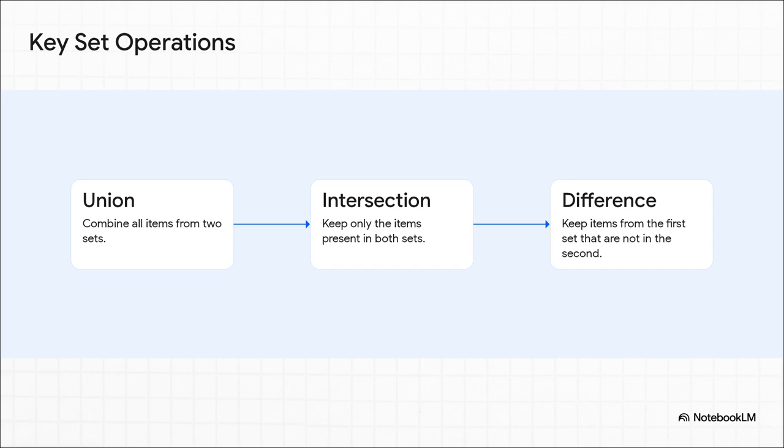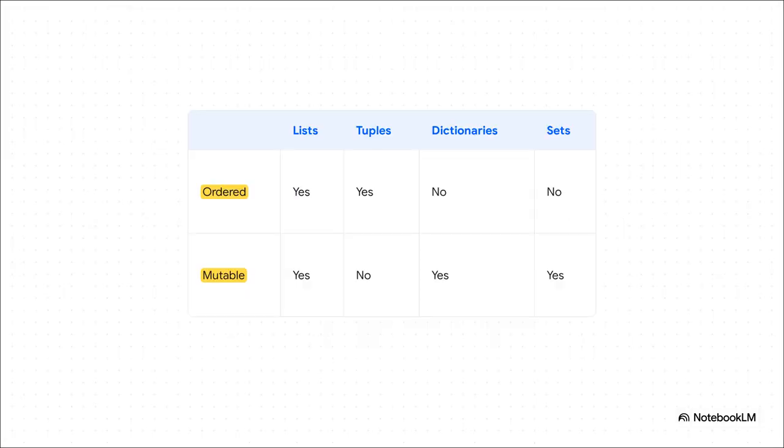But sets are way more than just duplicate killers. They come with these super powerful built-in operations that are based on mathematical set theory. You can find the union, which mashes two sets together. You can find the intersection, which tells you what they have in common. And you can find the difference, which finds what's in one set but not the other. For example, you could use a difference operation to instantly find out which students in your class are not also in the school band.